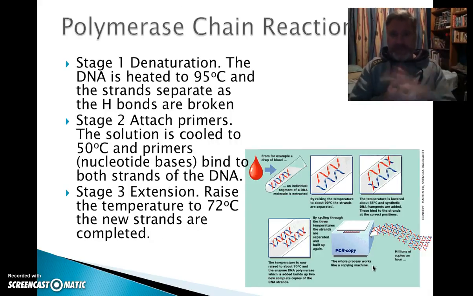Stage 1, denaturation. You have to heat it up to about 95 degrees Celsius, and that breaks the hydrogen bonds. We put our primers in, and these are then attached to the DNA, the template or the complementary, and we cool to about 50 degrees Celsius for that to occur, and all the nucleotide bases put themselves back on. You raise the temperature to 72 degrees Celsius, and those new strands are completed, and then you just go over and over again.